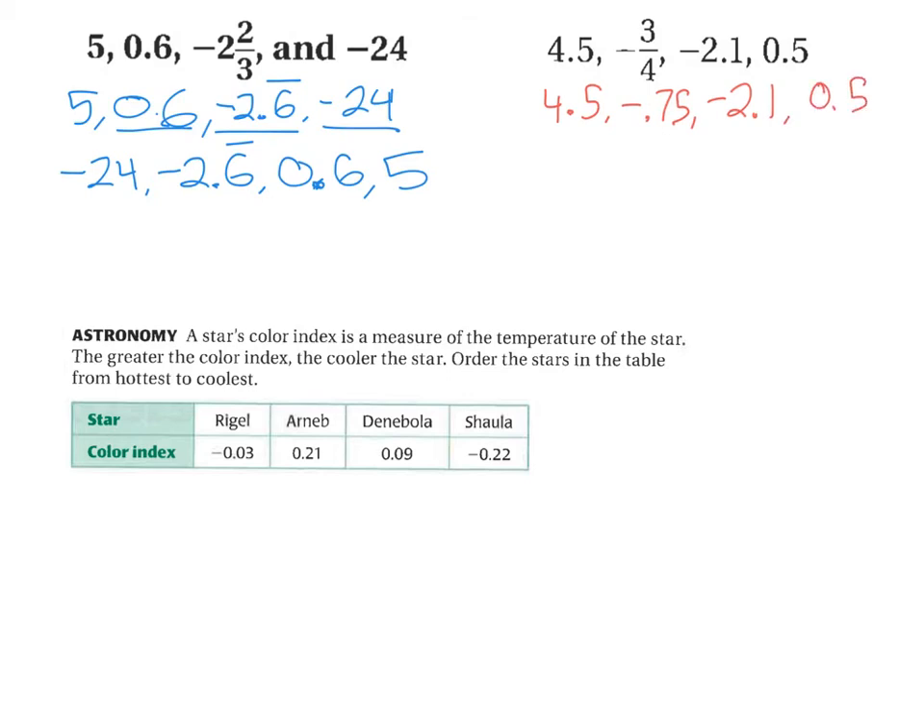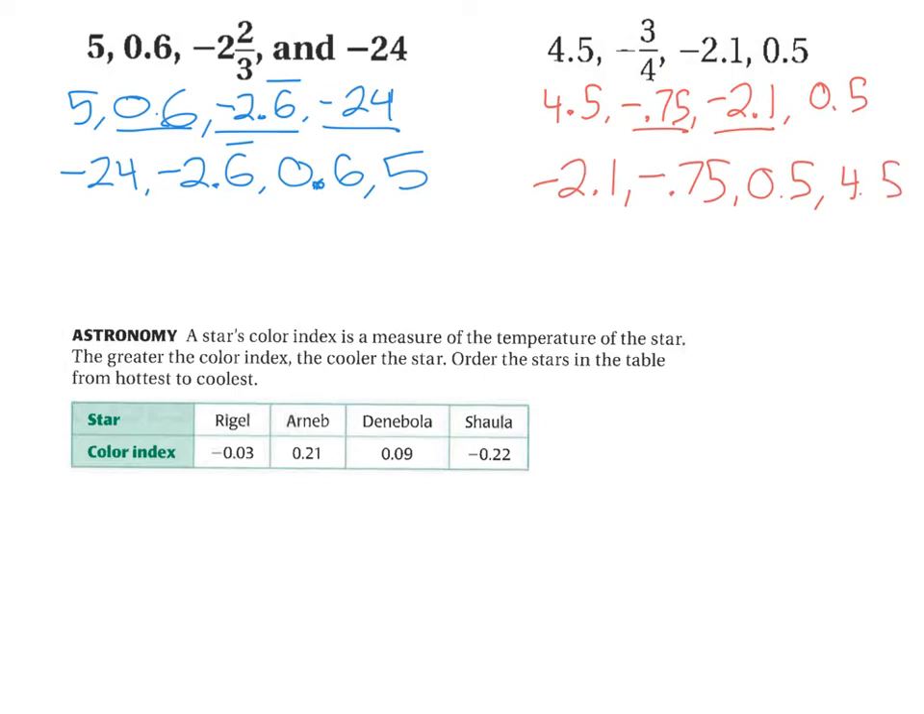So I have 2 negative numbers. I got -0.75 and -2.1. -2.1 is more negative. It's going to be further left on my number line, negative 2.1, because negative 0.75 is going to be between 0 and negative 1. Okay, now I have 0.5 and 4.5. 0.5 comes next, and then 4.5.